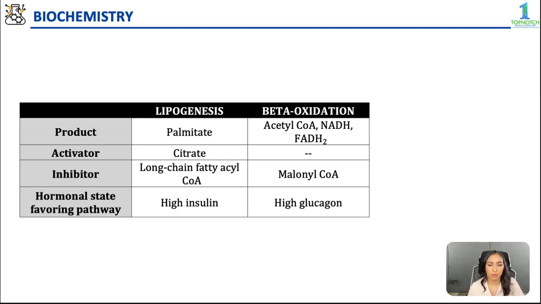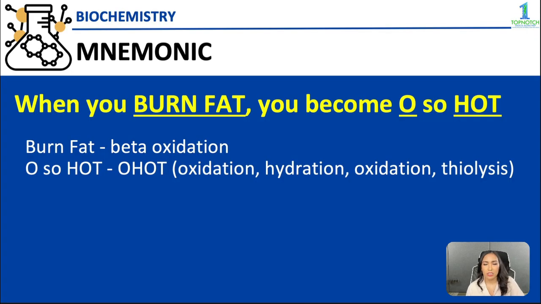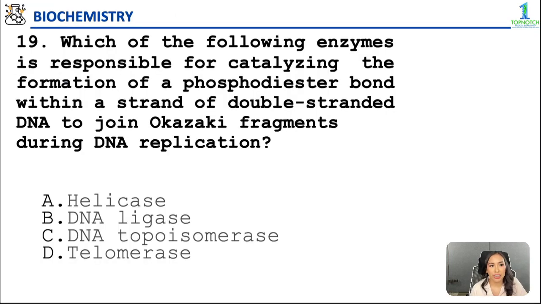Hormonal state favoring pathway. For lipogenesis, syempre you're making fat, so you want the anabolic hormone insulin. While in beta oxidation, you're burning, you're destroying. So you want the catabolic hormone glucagon. Okay. So how do you remember that? So remember this mnemonic, when you burn fat, you become oh so hot. So you burn fat for beta oxidation, oh so hot, oh hot. Oxidation, hydration, oxidation, thiolysis.